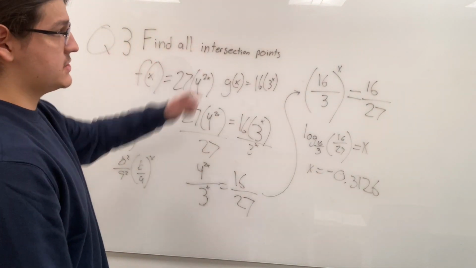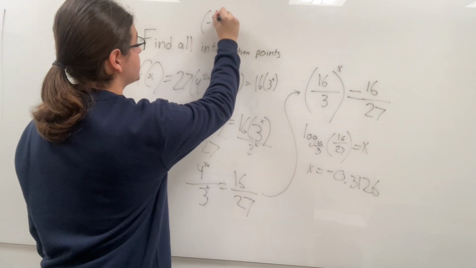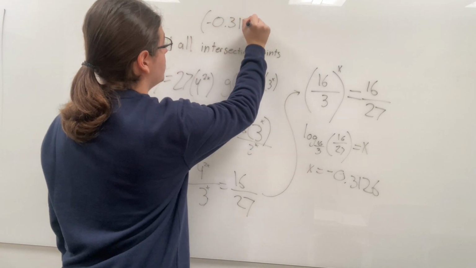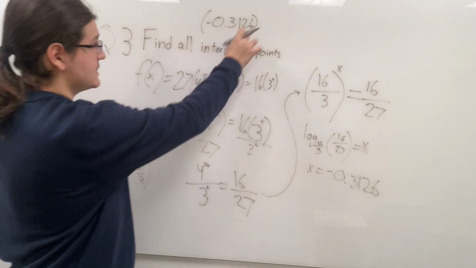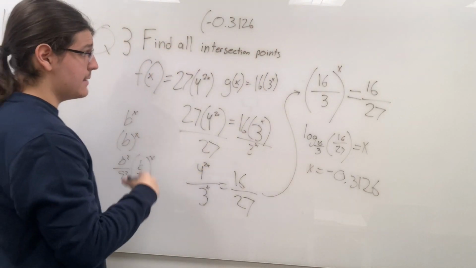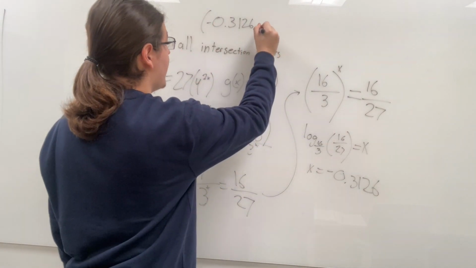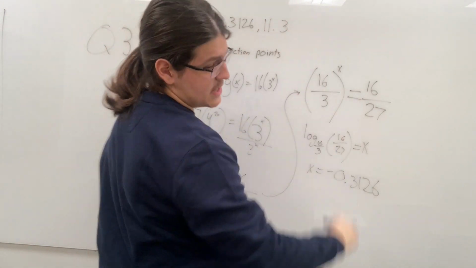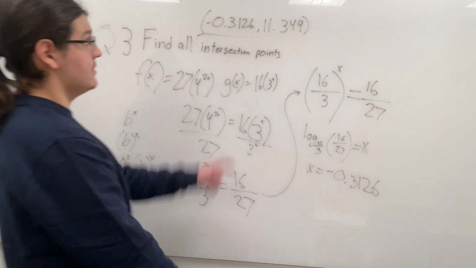But we want to find the points of intersection. That's just one. That's our x coordinate. What are we going to do to find our y coordinate? Well, we can just plug that number into any one of these functions because this says that at this point they're going to be the same. So plug it in, calculator, whatever you want, and you are going to get 11.349. And that is your solution.